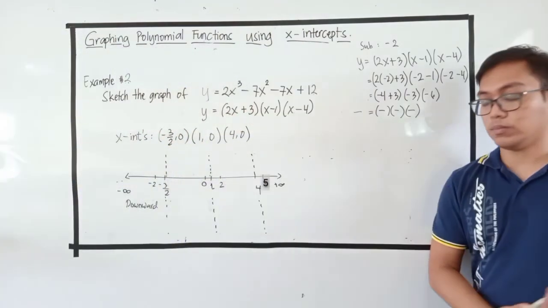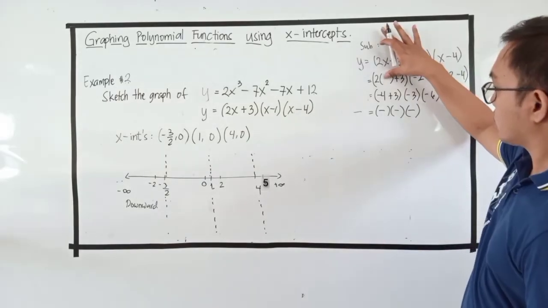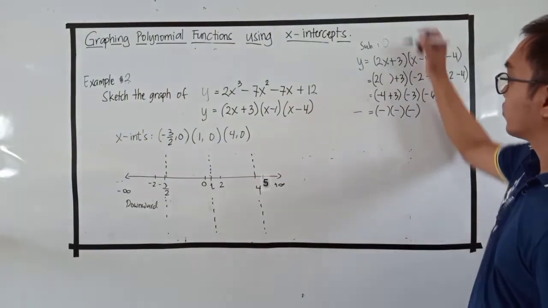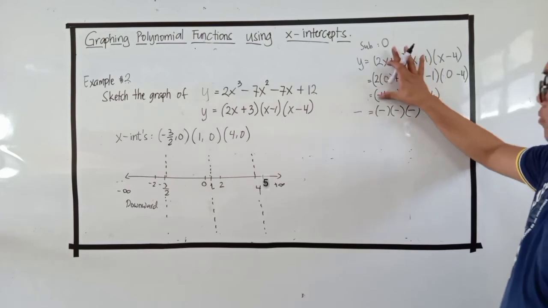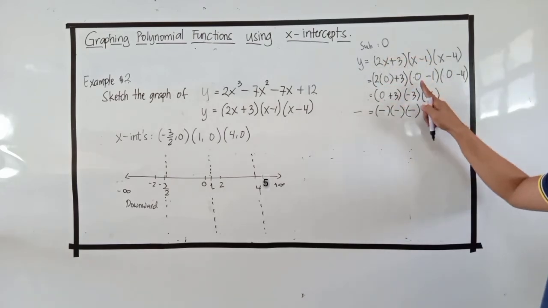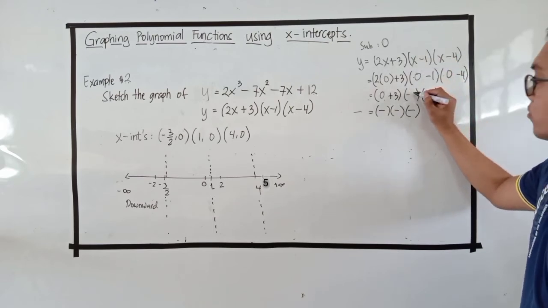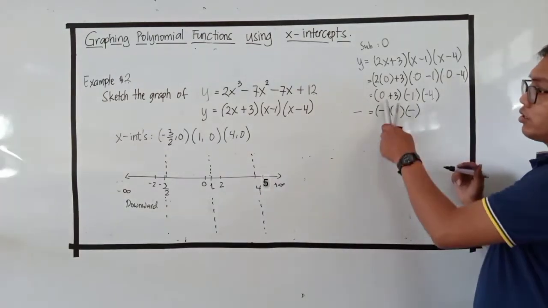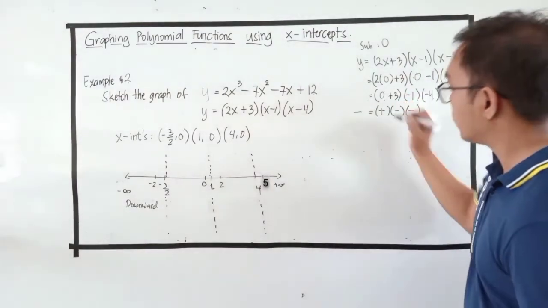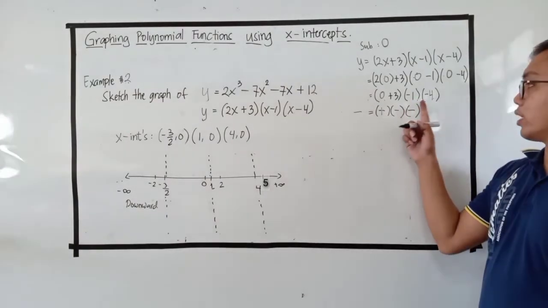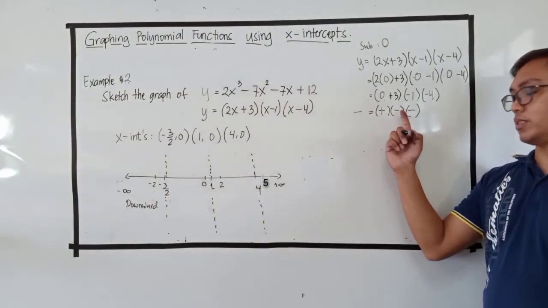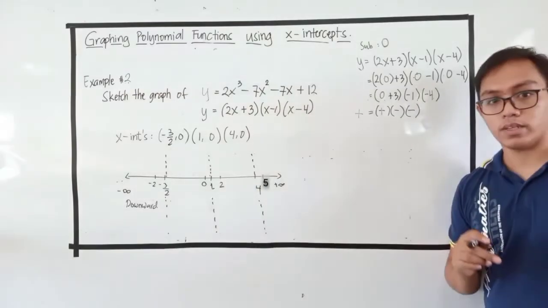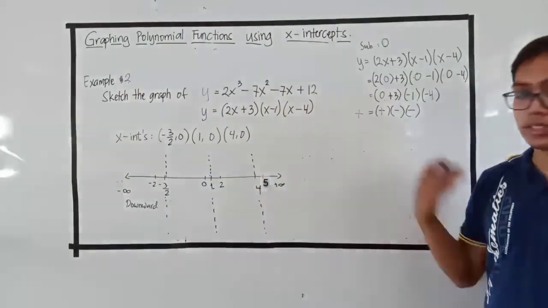How about in between negative 3 over 2 and 1? So, substituting 0 in our equation, 2 times 0 is 0 plus 3. 0 minus 1 is negative 1. 0 minus 4 is negative 4. 0 plus 3 is positive. Negative 1 is negative, negative 4 is negative. This is positive times negative times negative, which will give us a positive sign. Therefore, the trend of the graph is upward.